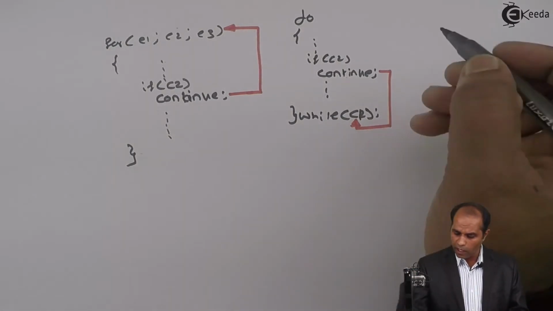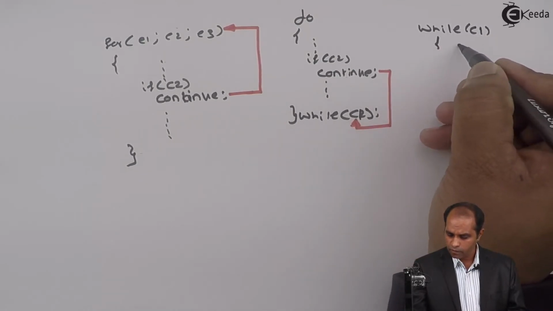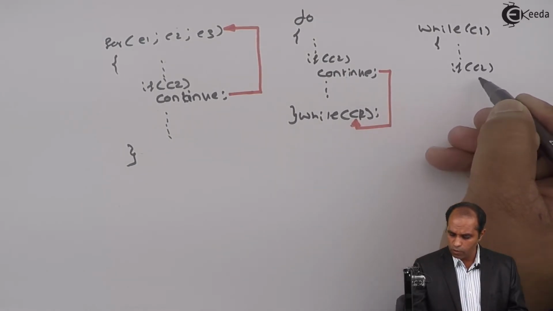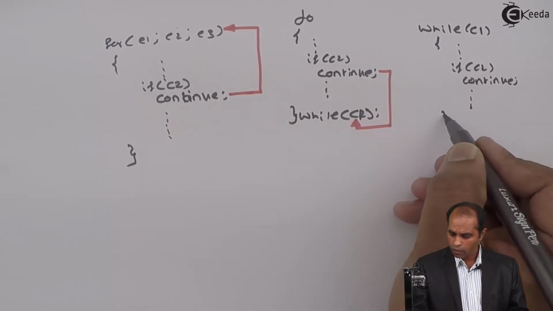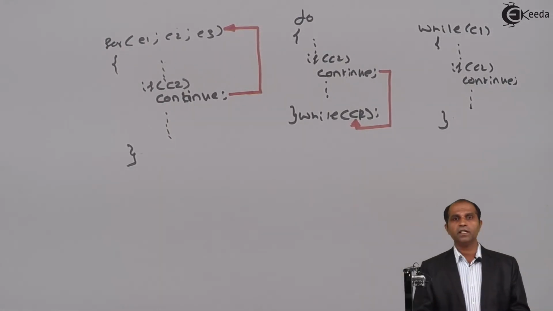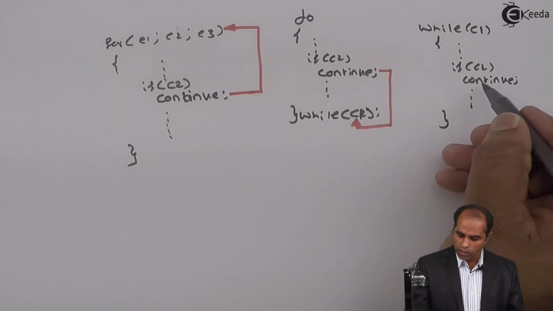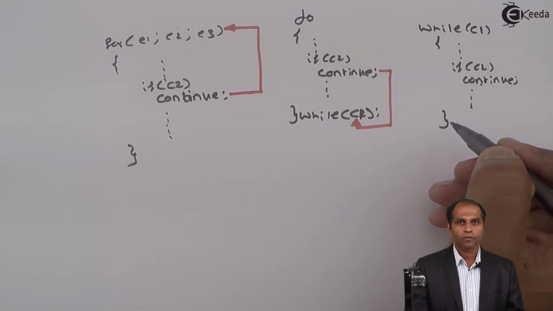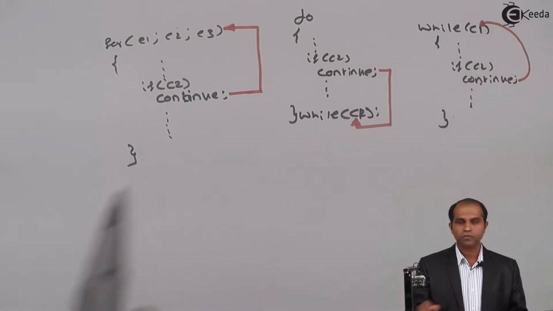Similarly, if I write while C1, if C2, continue, and then I'll terminate the end of the loop. So here, if I say continue, what exactly does the loop do? Continue ignores all the instructions which appear after that till the end of the loop and transfers the control back to the condition part of the loop.